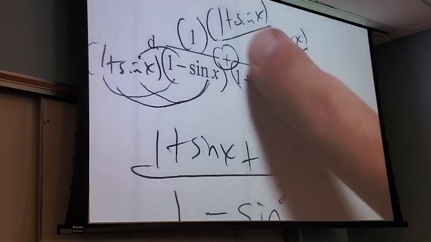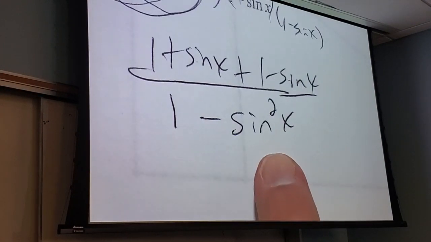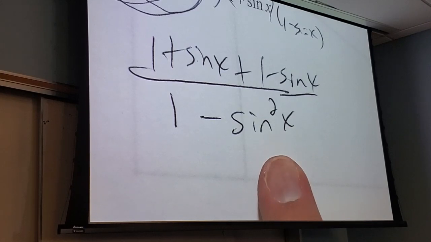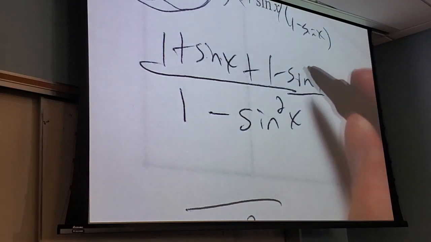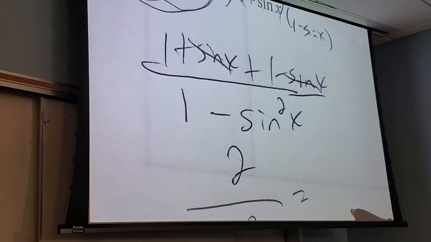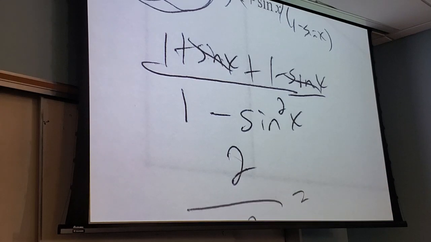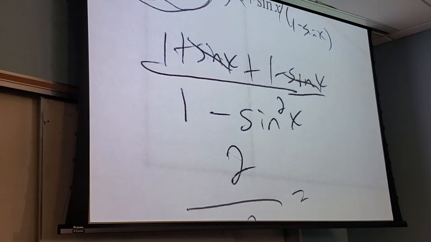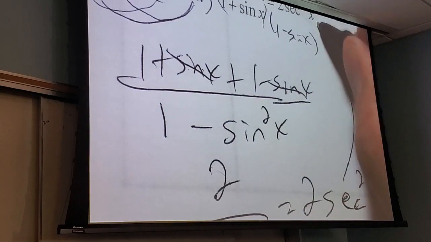How are we doing so far? All I did was make LCDs and then put them together. Well, what happens on the bottom? What is 1 minus sine squared? Cosine squared. What happens on the top? What do the signs do? Cancel. What's 1 plus 1? 2. And what do I do to 2 over cosine squared? How can I rewrite that? What's 1 over cosine? Secant. So can't I write this as 2 secant squared? Which is what I want it to be.